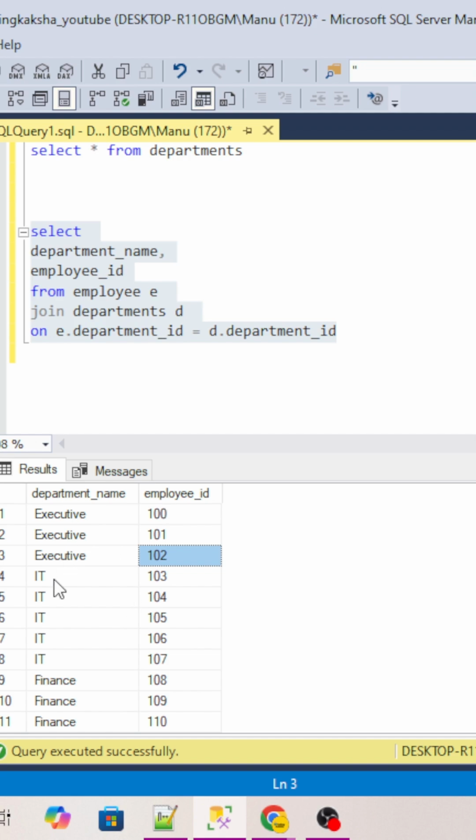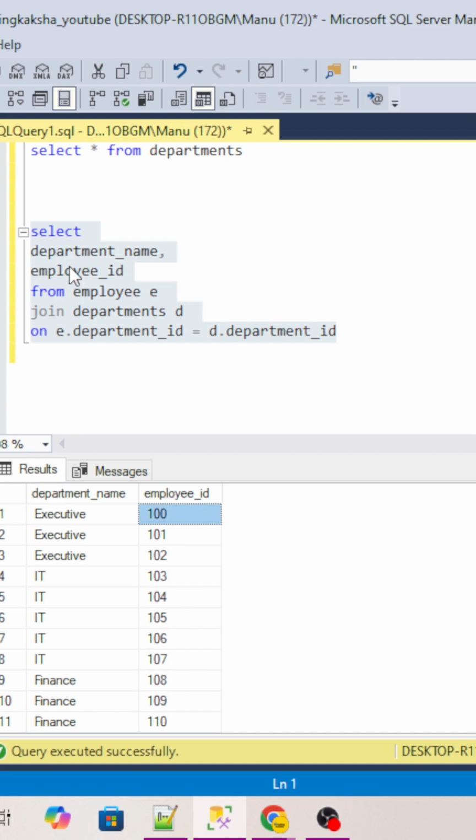Similarly for IT, we have 103 as the minimum and the maximum is 107. So the difference between these will be 4. This way we have to find the difference, not between the counts. If we went by the count, executive has 3 employees and IT has 5. That way you would count the employees, but we have to look at the employee ID.